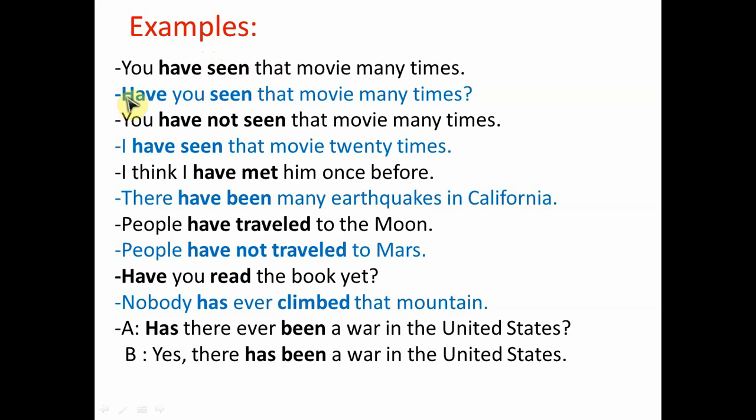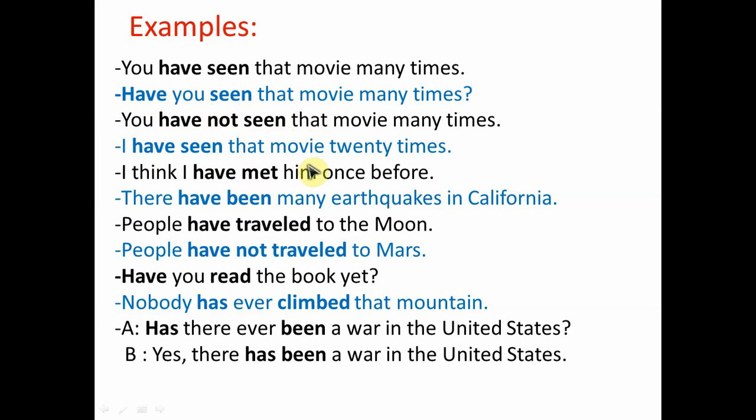Okay, number 2. Have you seen that movie many times? Excellent, that's a question. So I start with have, then I put the subject, then the verb in the past participle form. You have not seen that movie many times. That's a negative sentence, yes. Okay, so I started with the subject, then have, then not, then the past participle verb, which is seen.